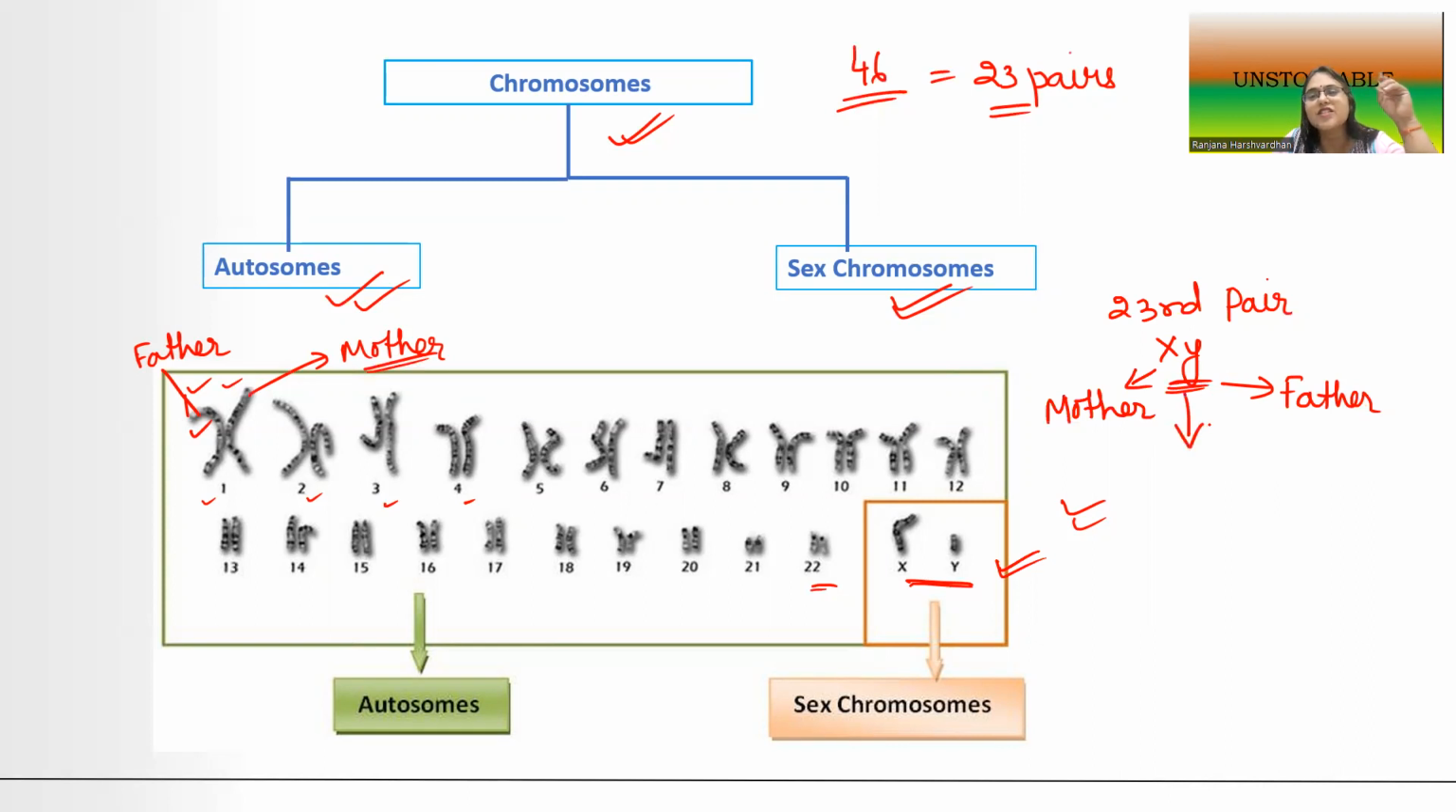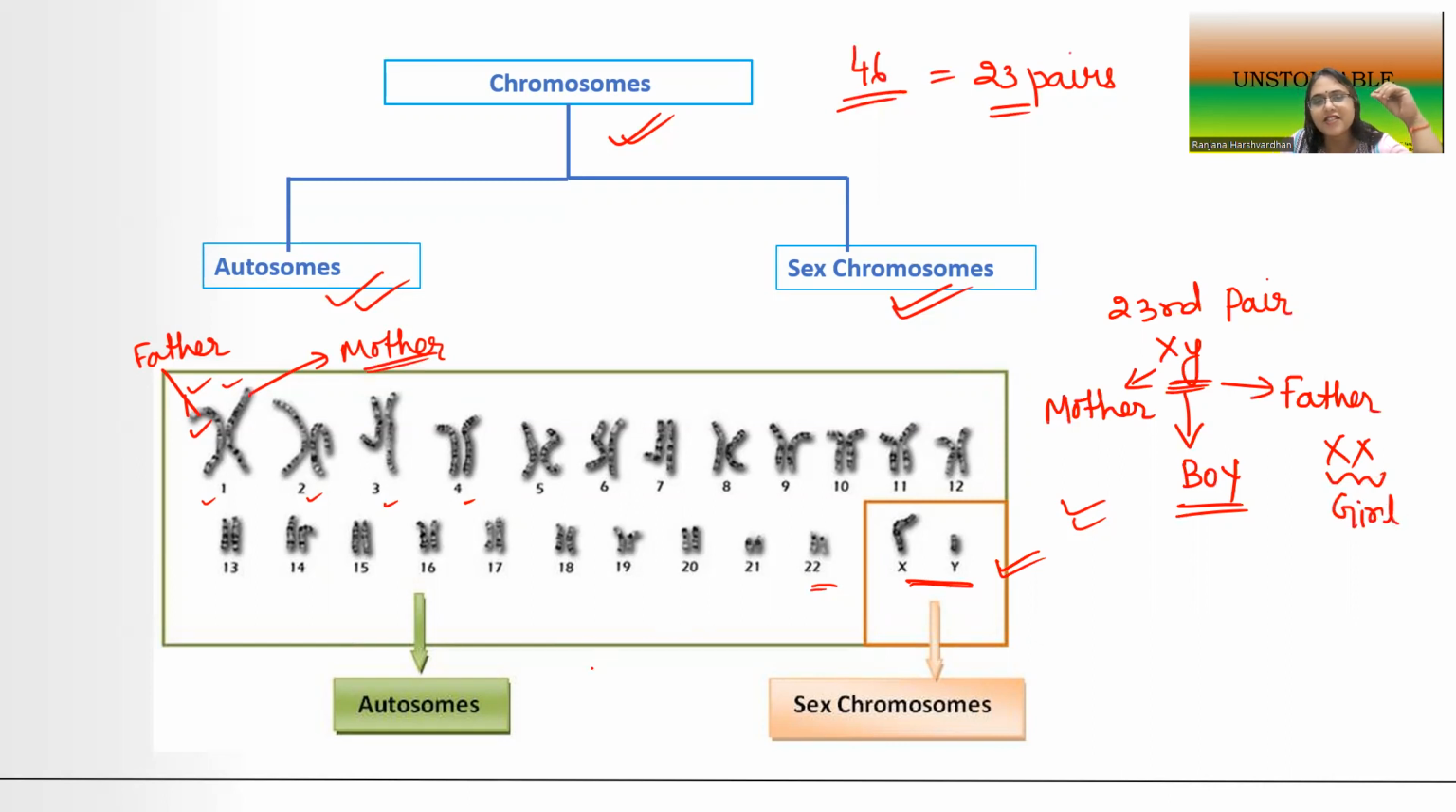So if X and Y is the combination of chromosomes in the 23rd pair, then the individual born is a boy. And if X and X is the combination in the 23rd pair, then the individual is a girl.